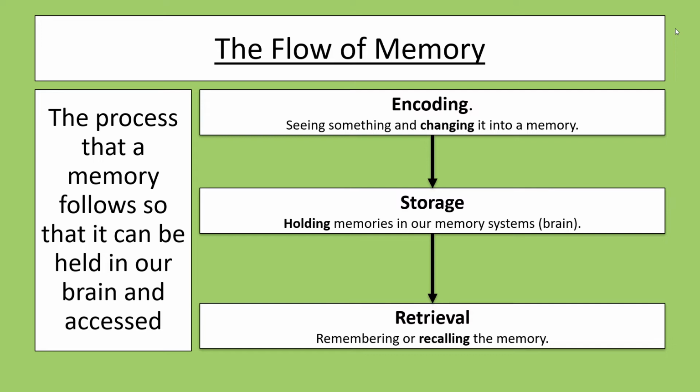So the retrieval process is when you're trying to access your storage system, and you're trying to remember and recall that memory to talk to someone or write it in an exam. So those are the 3 key parts of the flow of memory. All memories go through that process, and you could be asked to define those 3 words.